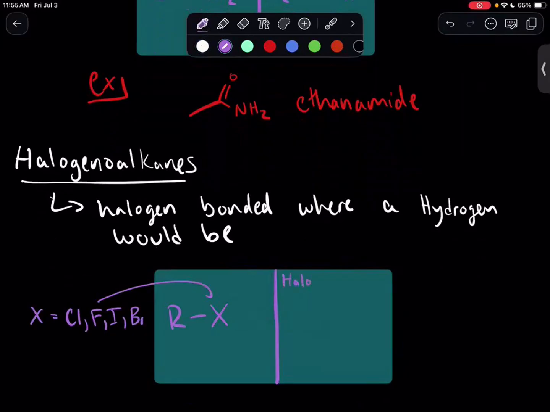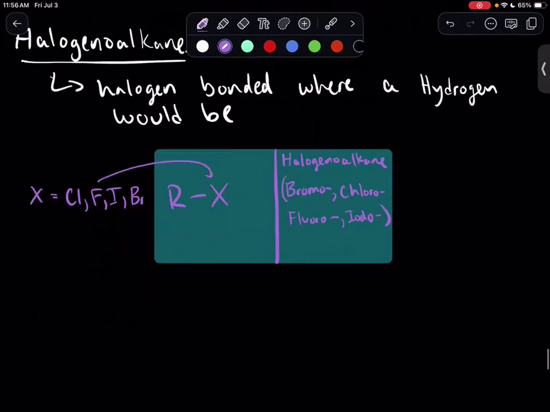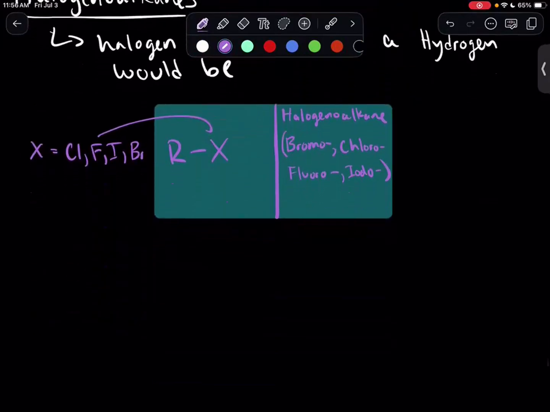The name is halogenoalkane. And we have four different prefixes. The prefixes can be bromo, chloro, fluoro, or iodo. And so the prefix changes depending on the halogen that you have bonded.